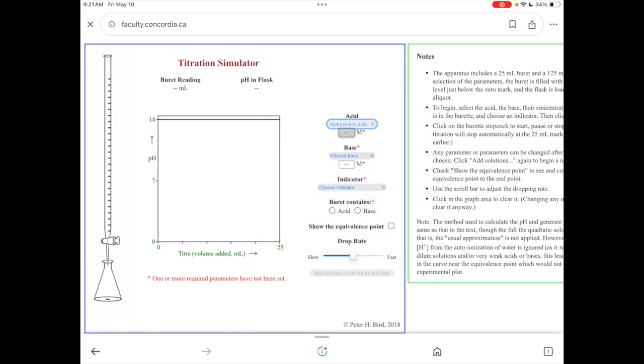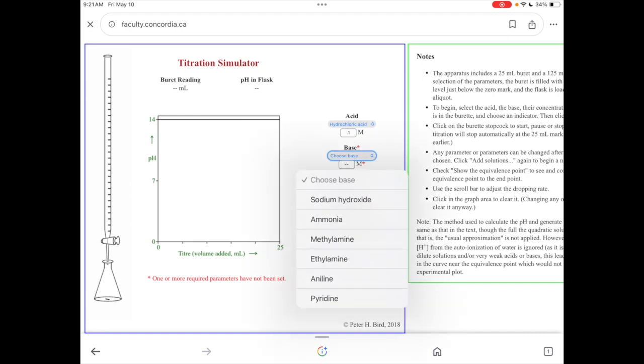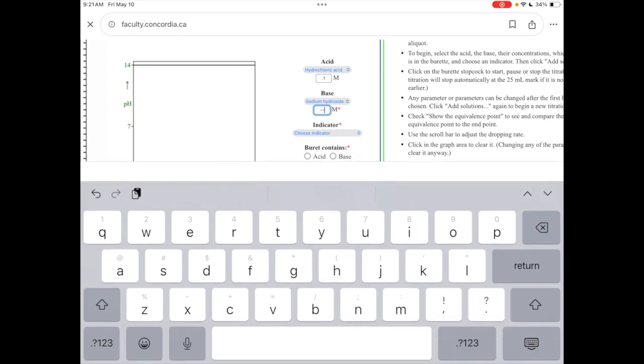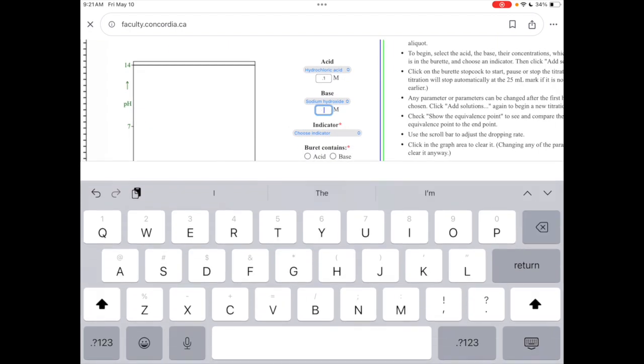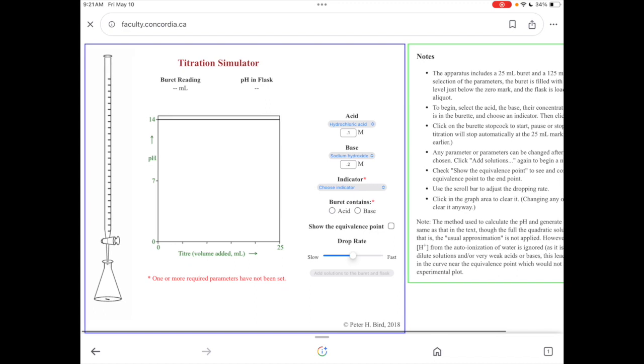I'm going to choose hydrochloric acid, and I'm going to make the molarity 0.1 molar. Now I'm going to choose a base that's also strong. I'm going to first show you the strong acid and the strong base combination. Now I need to choose which one of these goes in the burette, and I like to put the base in the burette, and that means the acid is then down below.